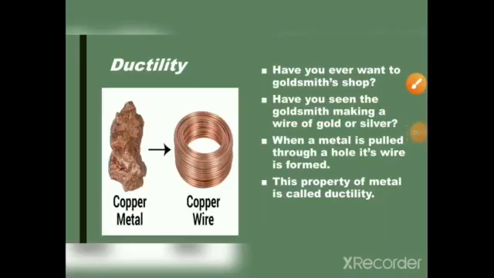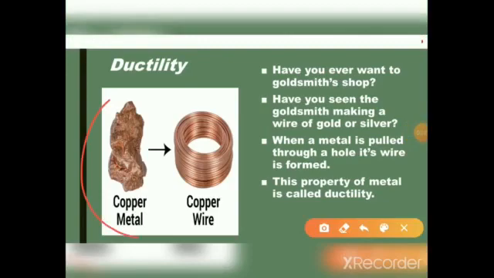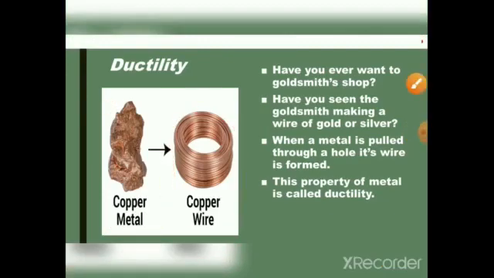Ductility: in the picture, if you try to see, this is copper metal and it is converted into copper wire. Have you ever been to a goldsmith shop? Have you seen the goldsmith making a wire of gold or silver? When a metal is pulled through a hole, a wire is formed. This property of metal is called ductility.